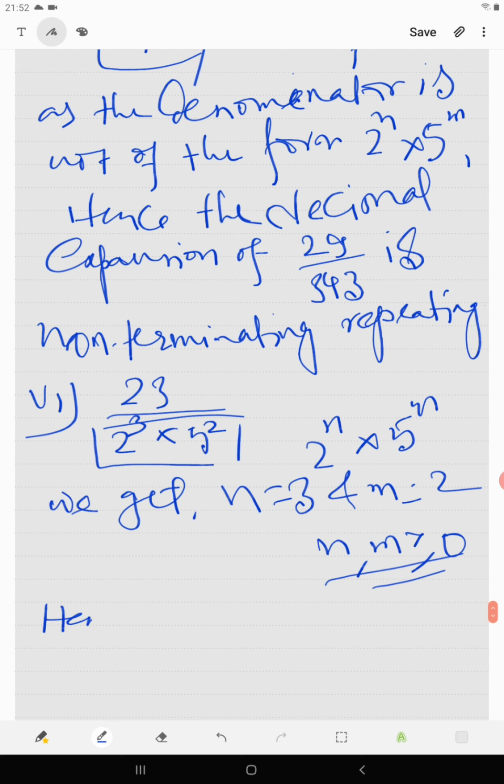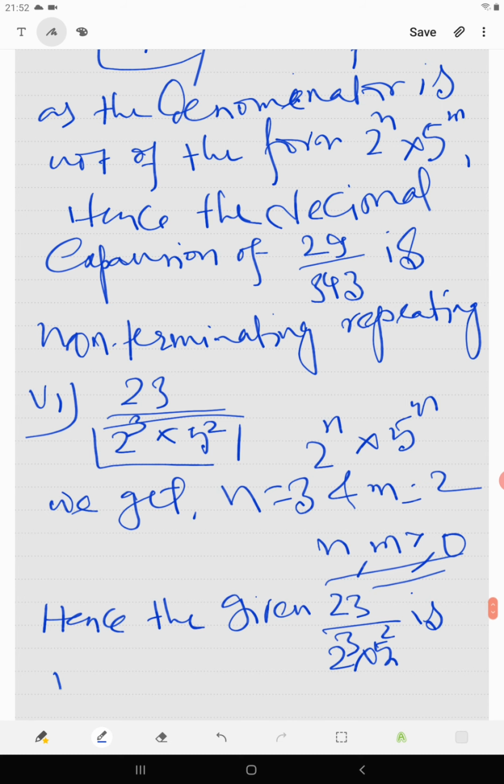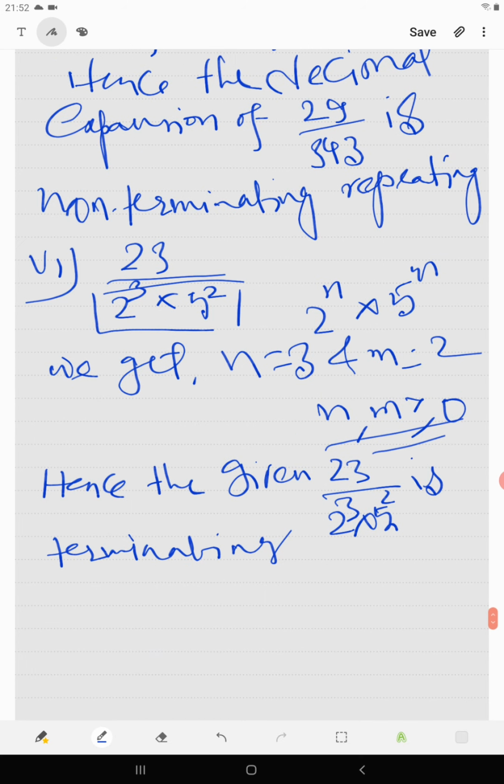Hence, the given 23 divided by 2 cube into 5 square is terminating. As simple as that. Since we were able to represent it in the form of 2 to the power n into 5 to the power m, and also n and m are greater than 0, hence it is terminating.